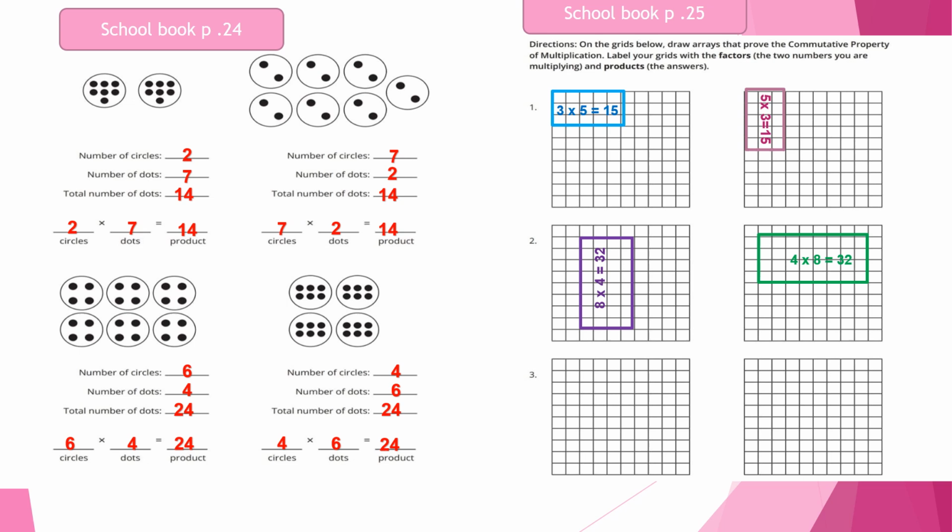The last example, we have this array 5 times 6, 5 rows and 6 columns equals 30, and the commutative property for it, 6 times 5, 6 rows and 5 columns equals 30.